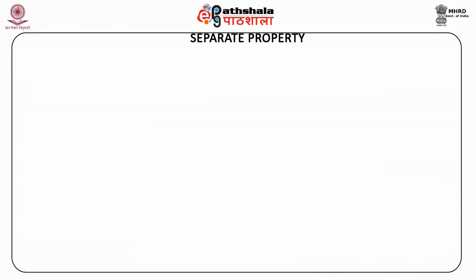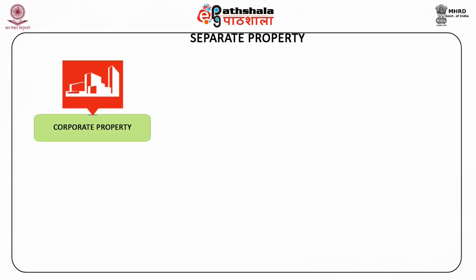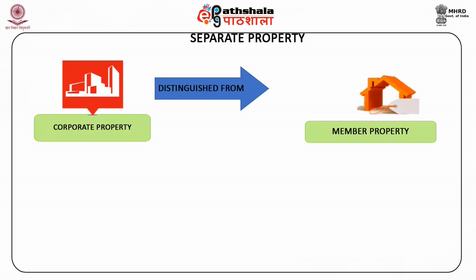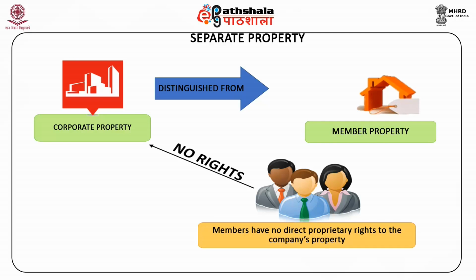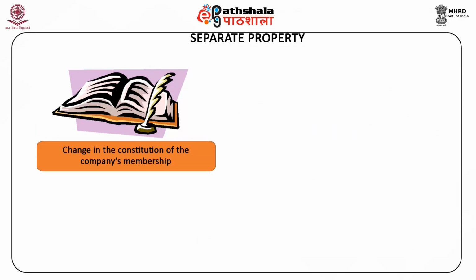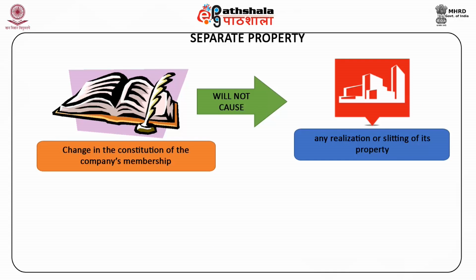We shall now study the concept of separate property. The corporate property is clearly distinguished from the members' property, and members have no direct proprietary rights to the company's property, but merely their shares. A change in the constitution of the company's membership will not cause any realization or splitting of its property.